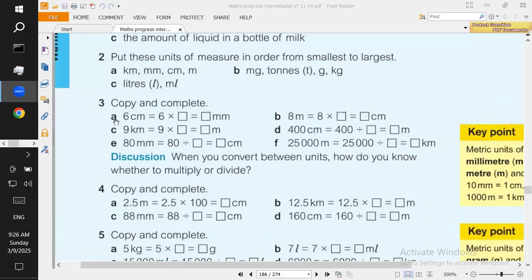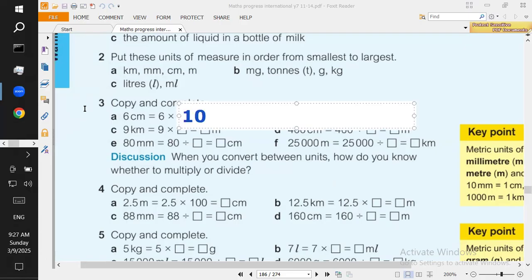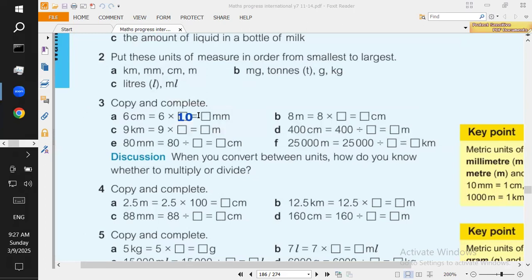Let's take a look at the first question here. Copy and complete. 6 centimeters equals how many millimeters? We have to understand to convert between units, we need to know that each centimeter has 10 millimeters inside of it. So to find how many millimeters inside 6 centimeters, we multiply by 10. So 6 times 10, and the answer will be 60. So it's 60 millimeters.